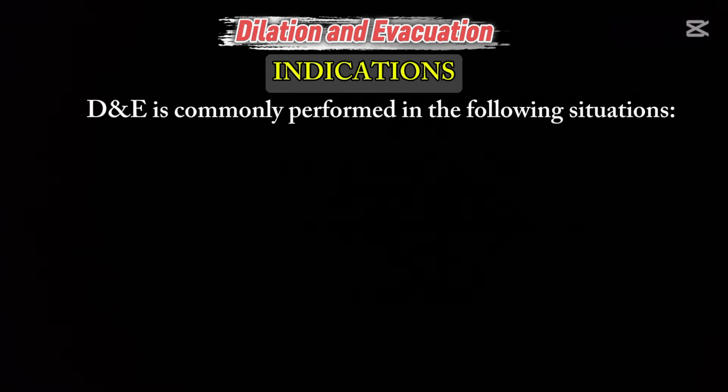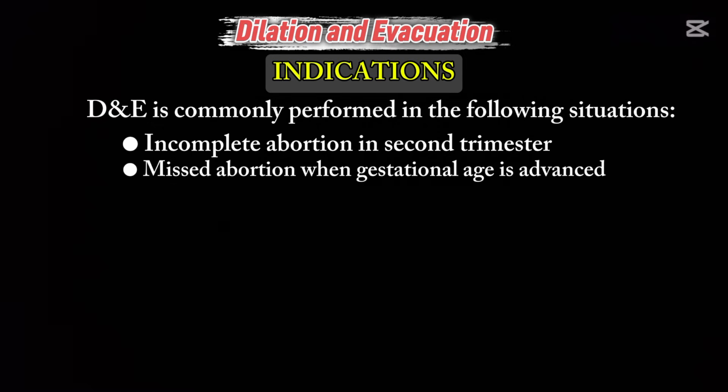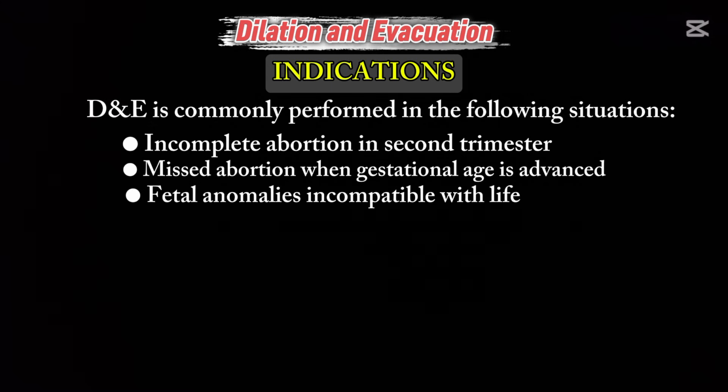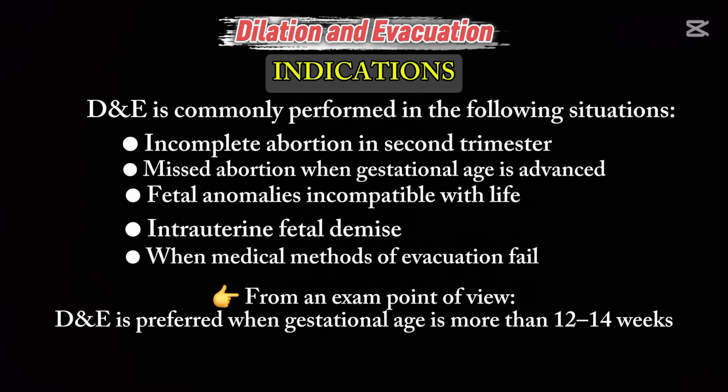D and E is commonly performed in the following situations: incomplete abortion in second trimester of pregnancy, missed abortion when gestational age is advanced, when the fetus is incompatible with life due to anomalies, intrauterine fetal demise, or when medical methods of evacuation fail. D and E is performed when gestational age is more than 12 to 14 weeks.